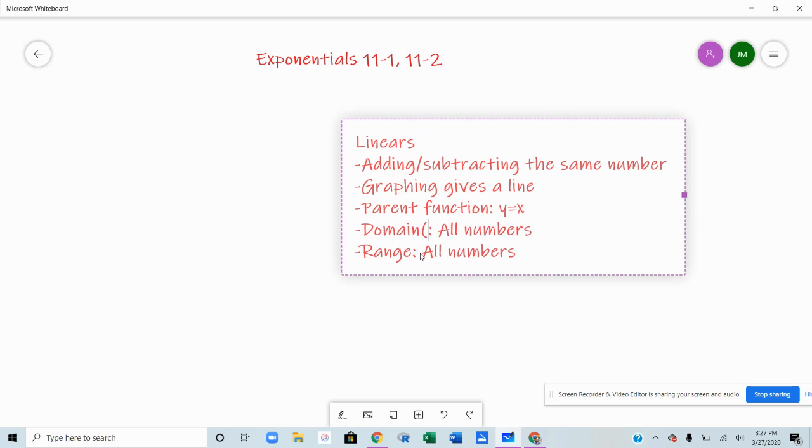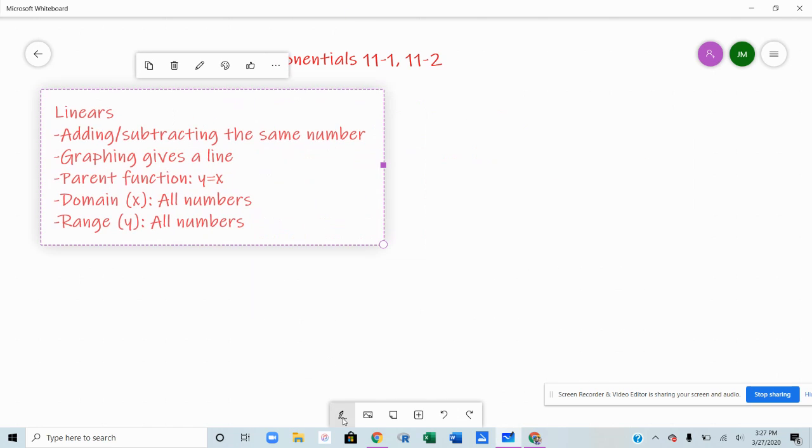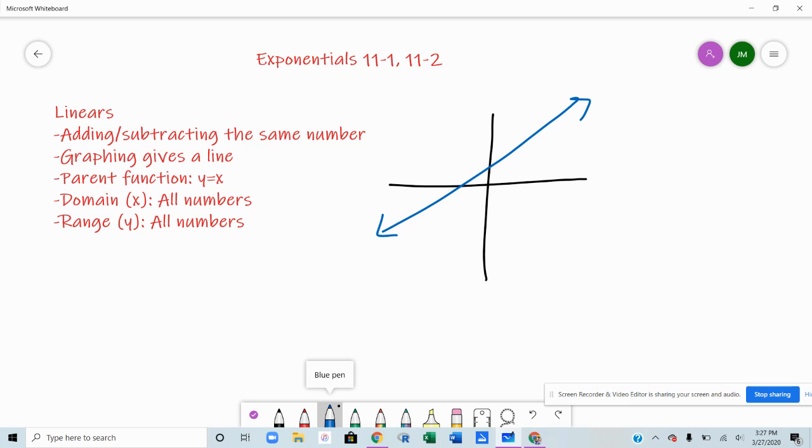So back up with domain. We said that your graph is going left and right forever and ever. With your range, because it's y's, we're talking about your graph going up and down forever and ever. And so if you had a graph, all linears look something like this with arrows on the ends. So they're going left forever and right forever. They're going down forever and up forever. Okay. Same with if I would have a graph that looks like this. Same thing. Okay.